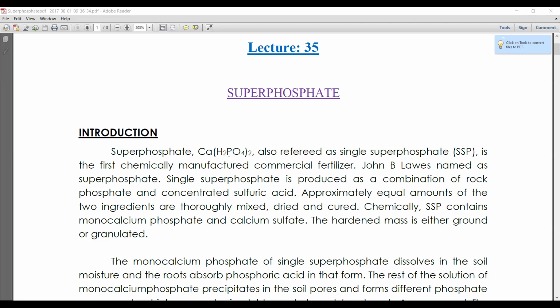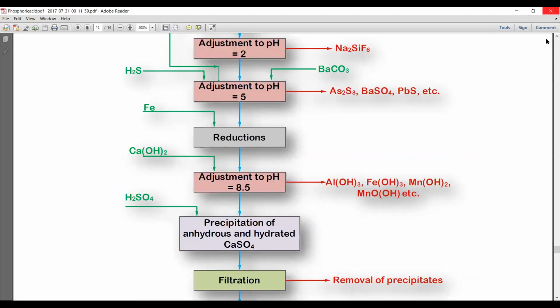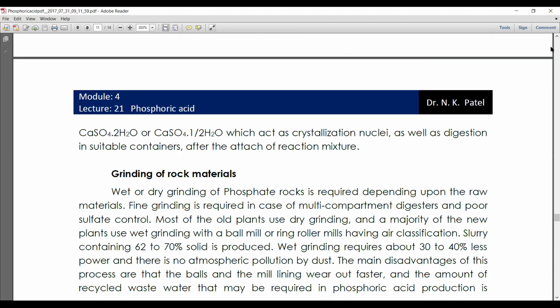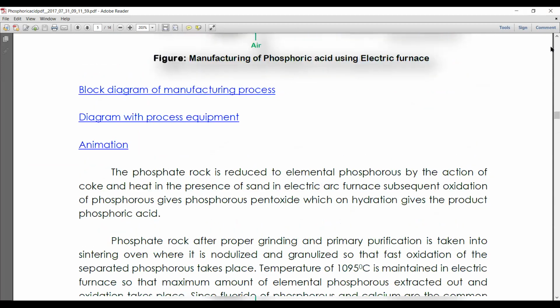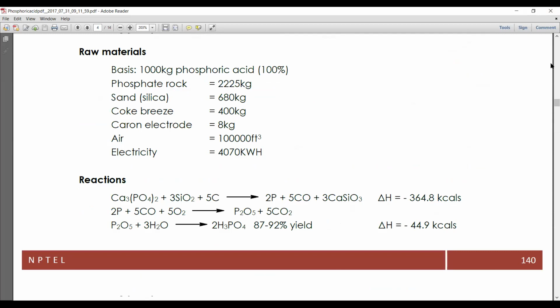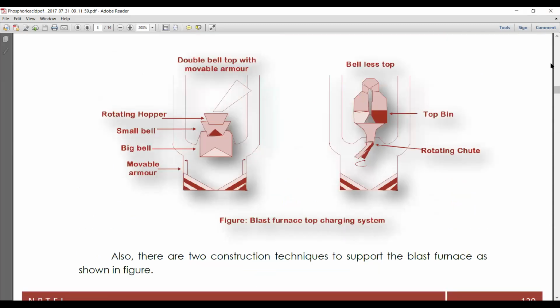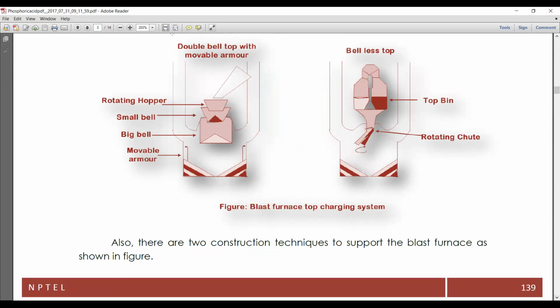So these are the NPTEL lecture handouts, and there is one handout for phosphoric acid also. Now we just saw one method of phosphoric acid production, which is by blast furnace. Now there are three more methods, right? That is the electric furnace, and you have oxidation and hydration, and you have the wet process. So all the methods are discussed in this handout. So this is the blast furnace operation which we have seen.